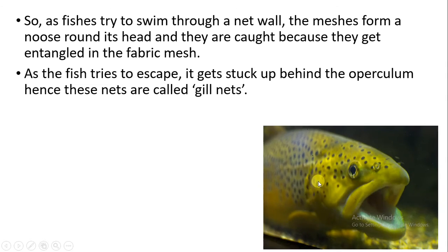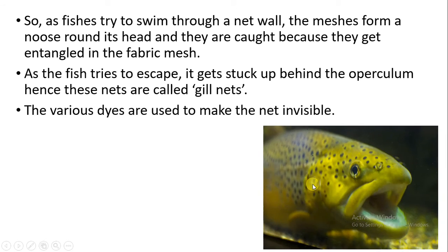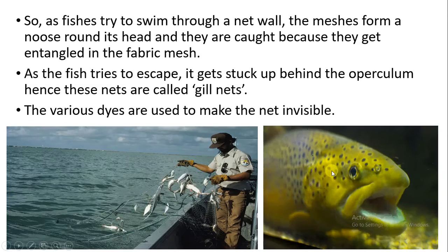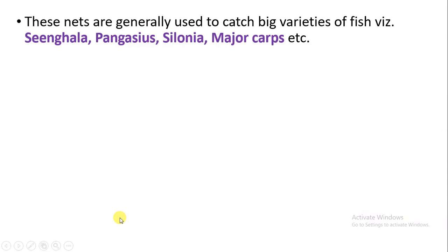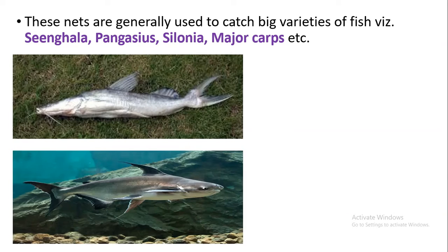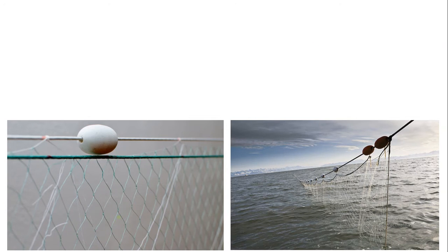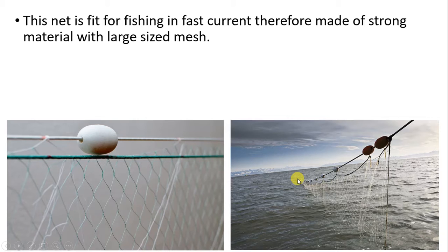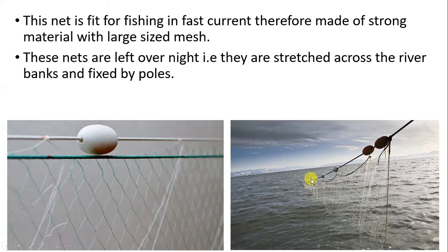In this way these fibers help to entangle the fishes, and the fishes get captured. Nowadays nets are invisible because various types of dyes are used, so that the net is invisible and the fish can be easily captured. These nets are generally used to capture fishes like Shinghala, Pangasius, Silonia, and the major carps. The net is usually fit for fishing during fast current. So this type of net is used when there is a strong flow.